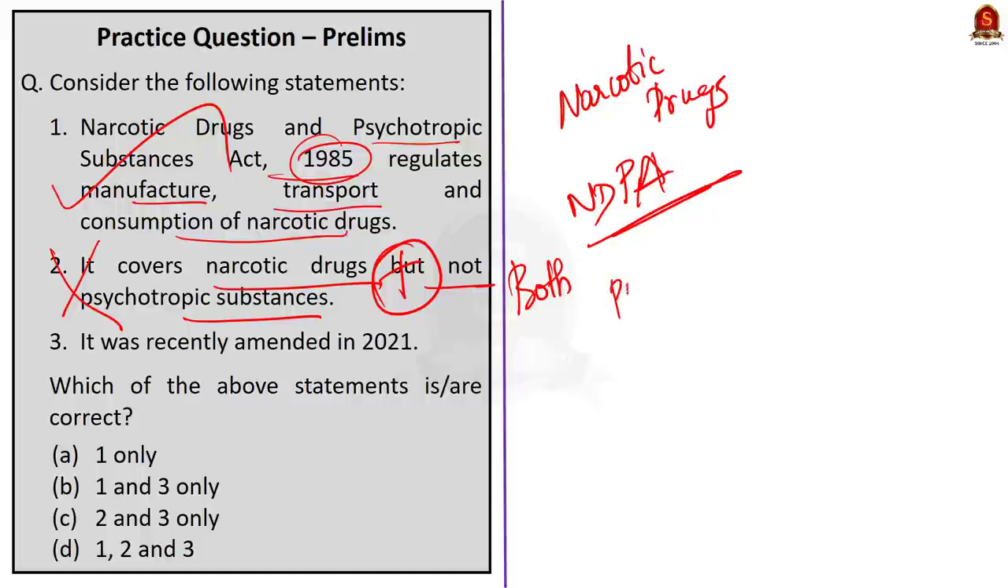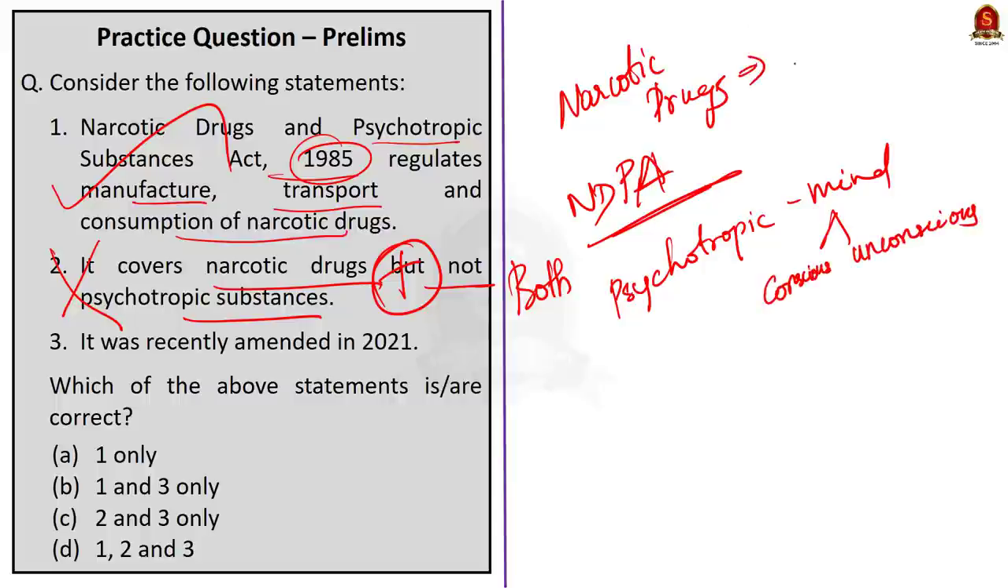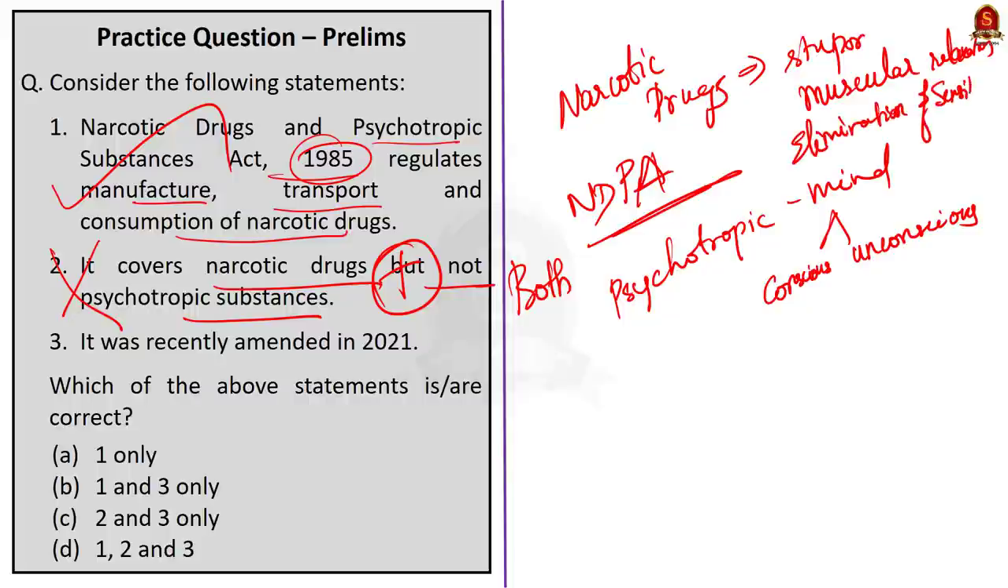When you take the psychotropic substances, it designates chemical substances that act upon the mind, that is on the conscious or unconscious mental life of an individual. Whereas when you take the narcotics, it includes substances that cause stupor, muscular relaxation and a reduction or elimination of sensitivity. Okay. So the second statement which says it covers only narcotic drugs but not psychotropic substances, incorrect. Okay. So having found that second statement is wrong, when you look into the option, you can eliminate two options, which is option C and option D.